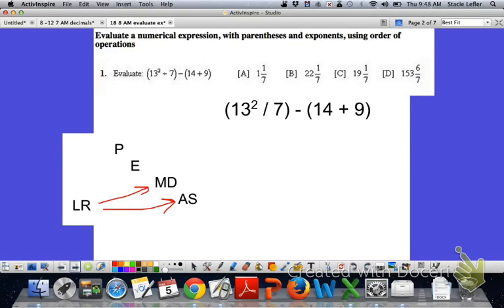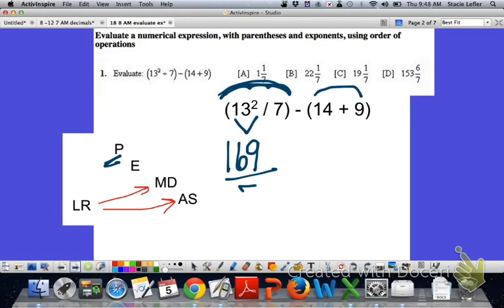In this expression, we're going to find the quotient of 13 squared and 7, and from that we will subtract the sum of 14 and 9. So, according to PEMDAS, we need to do parentheses first. Inside this first set of parentheses, we're going to need to find the square of 13 first, which is 169, and then divide by 7. Now that's still going to be in parentheses.